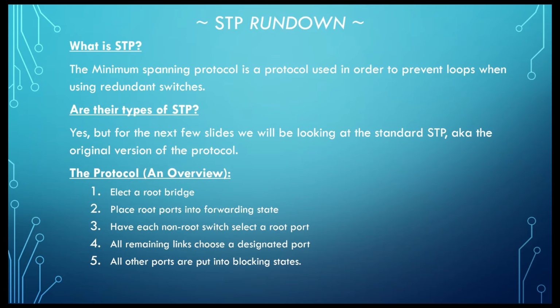All right, so what is STP? The Spanning Tree Protocol is a protocol used in order to prevent loops when using redundant switches. There are different types of STP, but for the next few slides, we'll be looking at standard STP, or the original version of the protocol. Here we have a short overview of the protocol: elect a root bridge, place root ports into forwarding state, have each non-root switch select a root port, all remaining links choose a designated port, and then all other ports are put into blocking state.